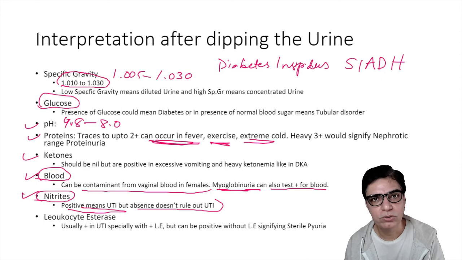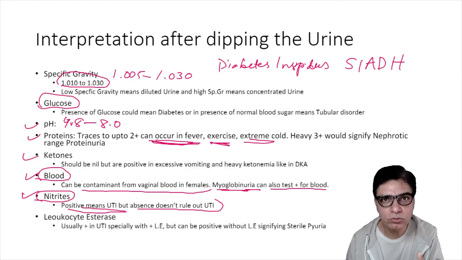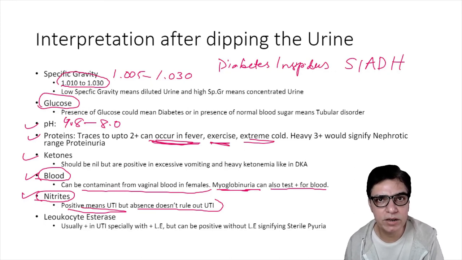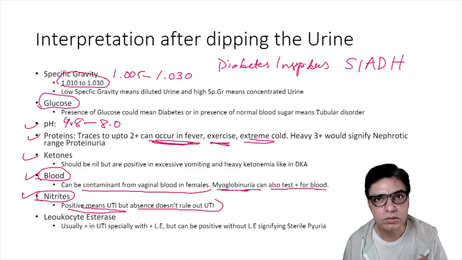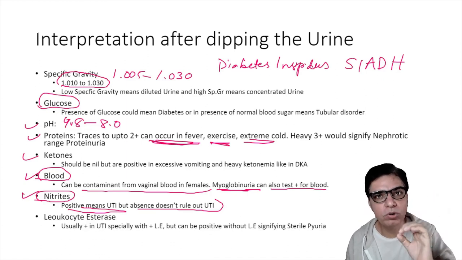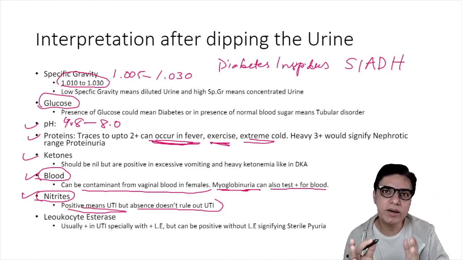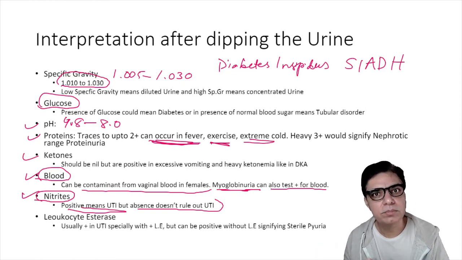Okay, so if it is positive, it simply means that yes, this is a UTI most probably caused by gram-negative bacteria like E. coli. But if it is negative, that does not rule it out. You still need to do culture sensitivity because that is the gold standard for diagnosing UTI. You might get nitrite negative, but you may see on culture sensitivity that there is bacterial overgrowth.